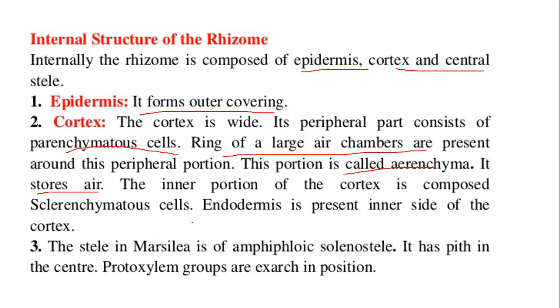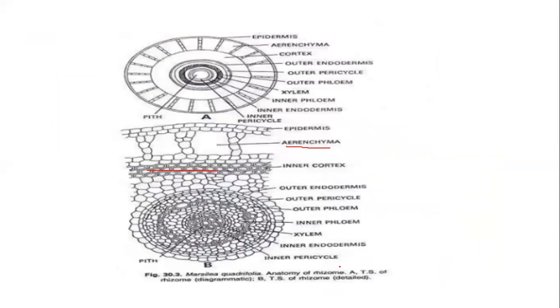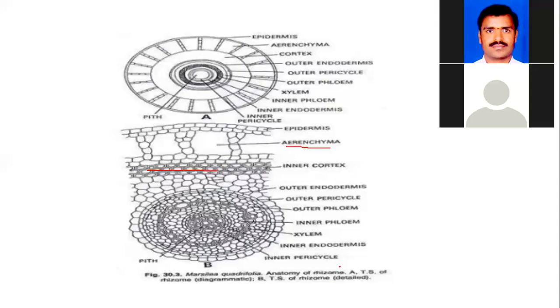Okay, now the stele in Marsilea is of amphiphloic siphonostele type, and it has pith in the center, and the protoxylem groups are exarch in position. Now what is this amphiphloic siphonostele?